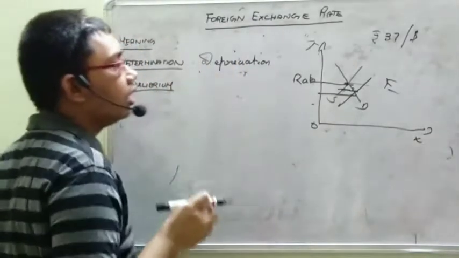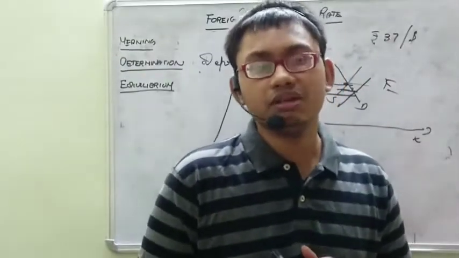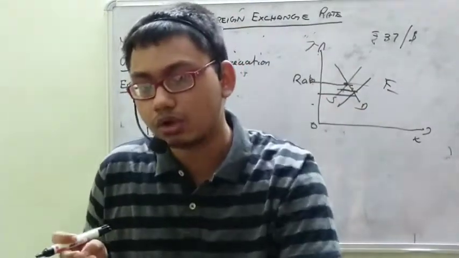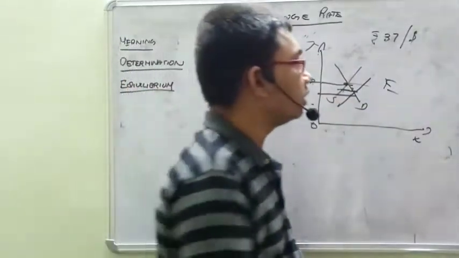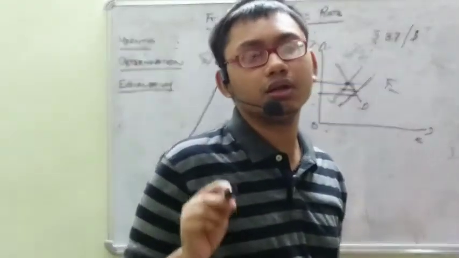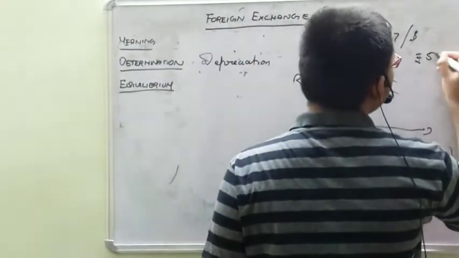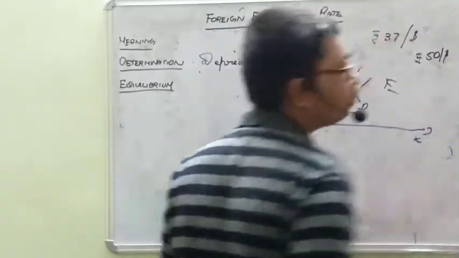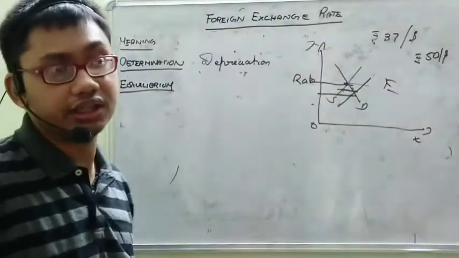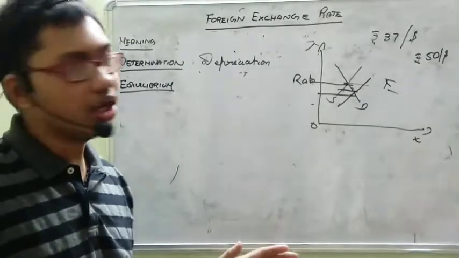But in fixed rate or managed floating rate, what happens? Sometimes the country's government will decide to bring down the value of its currency. Suppose the government decides, from 37 per dollar it fixed earlier, to fix rupees 50 per dollar. What happens? See, the price of dollar is increasing, right?